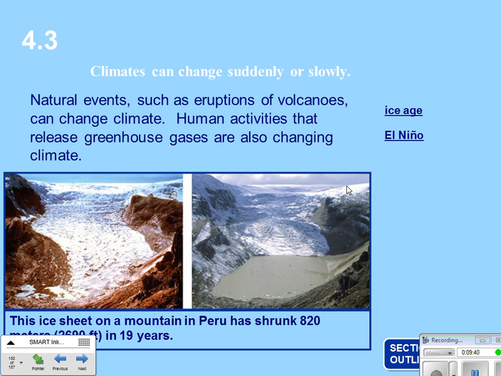Human activities that release greenhouse gases are also changing the climate. So take a look at the pictures here. These ice sheets on a mountain in Peru has shrunk by 820 meters in 19 years. So over here, here's the glacier, the whole outline of the glacier, whereas look at it now, this is all water. And then that is just a little tiny bit of the glacier left now.